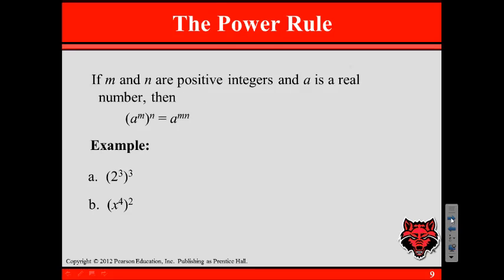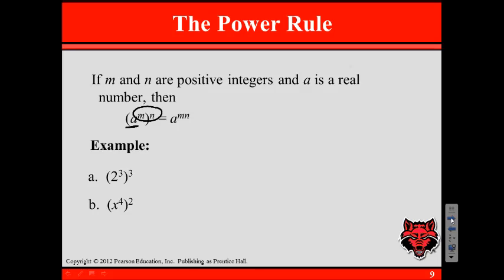Here's the second exponent rule, the power rule. If m and n are positive integers and a is a real number, then a to the m, all raised to the n power, would be the same thing as a raised to the m times n. Essentially, if you have one base and multiple exponents, you will multiply. Let's try a couple of examples.